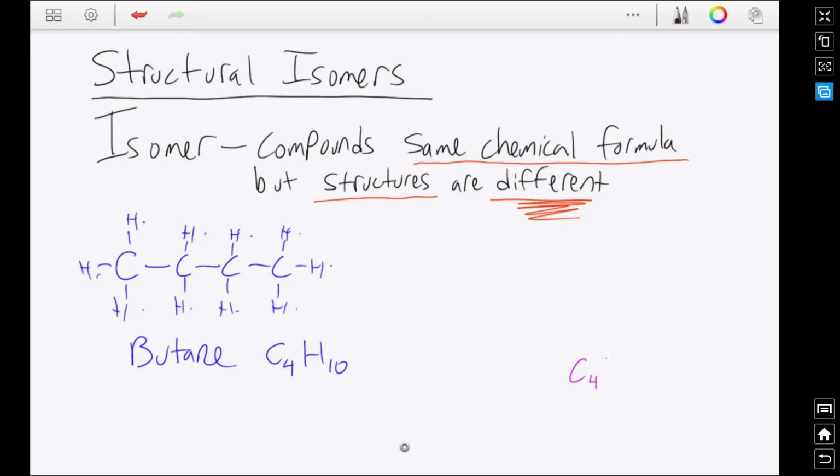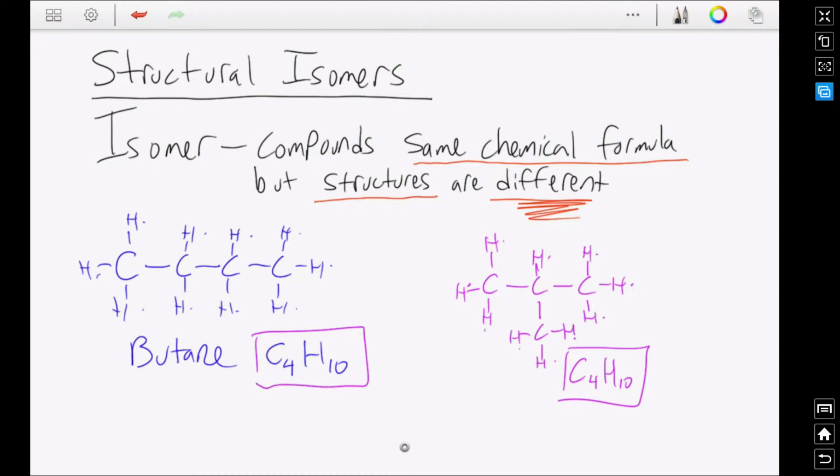Now this next compound has the exact same formula as butane, C4H10, but it's not going to be butane. It's going to be something entirely different. So let's draw it out. So it goes C, and we'll do a branching C here. So there's my 4 carbons. And then let's put in my hydrogens. We have 4 carbons, and then 1, 2, 3, 4, 5, 6, 7, 8, 9, 10 hydrogens. So notice, same chemical formula, but the structure is different.